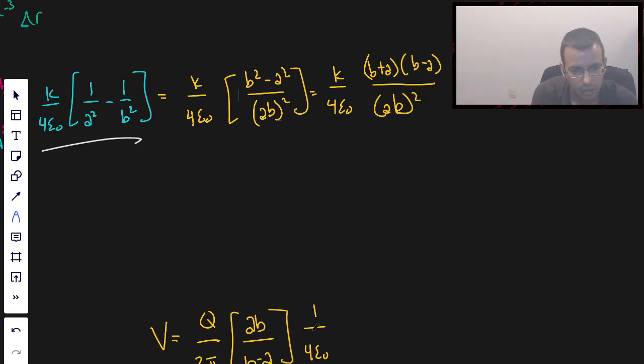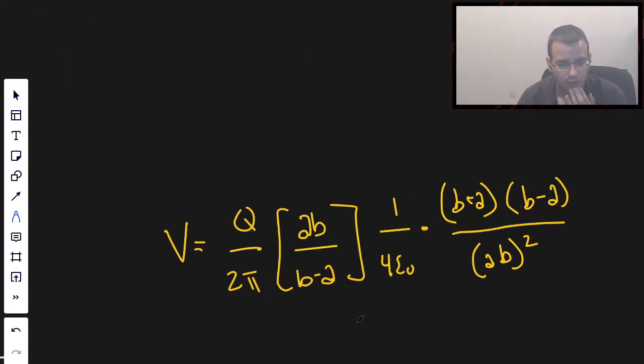So we have our 1 over 4 epsilon naught. That's K. We'll do B plus A, B minus A all over AB quantity squared. Okay, so this is going to be our final voltage answer here.